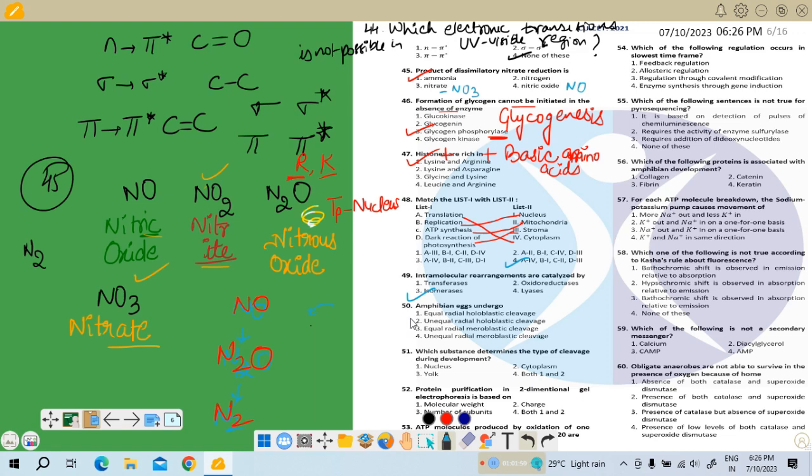Then 50th, amphibian eggs undergo equal radial holoblastic cleavage, unequal radial holoblastic cleavage, equal radial meroblastic cleavage, and equal radial meroblastic cleavage. Equal radial holoblastic cleavage, that is symmetrical.